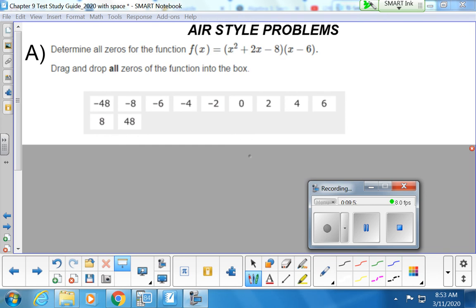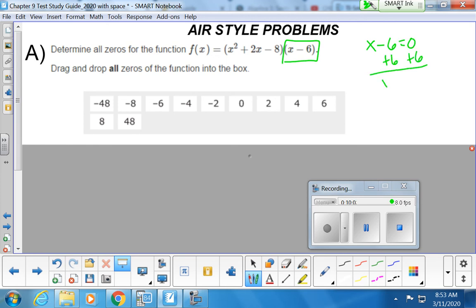Determine all zeros of the function. So right now, I believe I could probably set this equal to 0 and find a 0. What would we get? Positive 6. So positive 6 is one of them. I think you just click on it, drag and drop into the box. So you just drag that box and you drop it into the answer box.